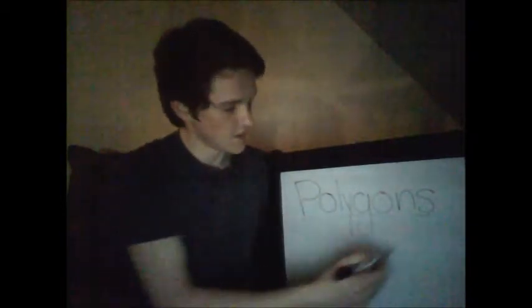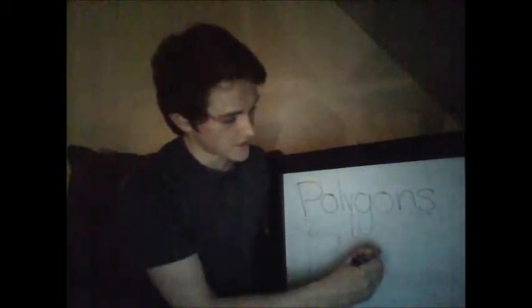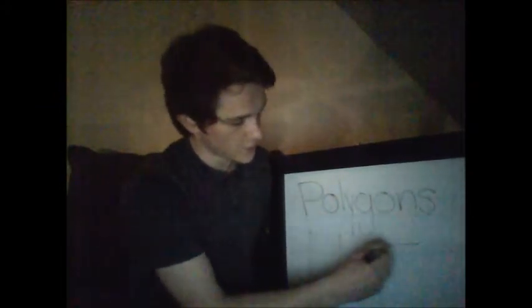Another name for the shapes we'll be learning are polygons. Polygons are closed shapes. A square is an example of a polygon, while something left open like this is not.